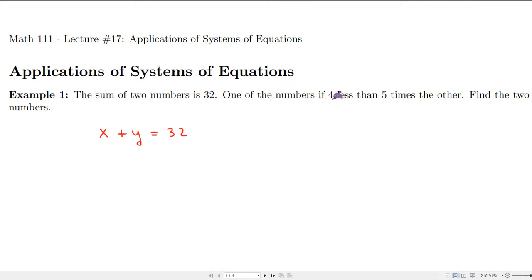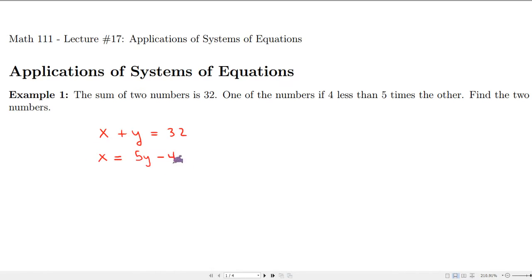One of the numbers is 4 less than 5 times the other. So one of the numbers, let's say that's x, is 4 less than 5 times the other. So 5 times y minus 4 will be x. All right. So now we have this system and we want to solve that.